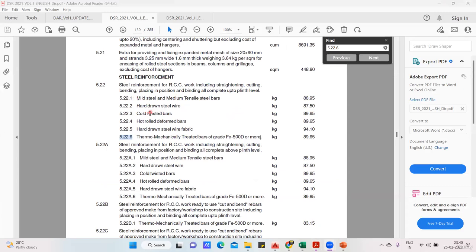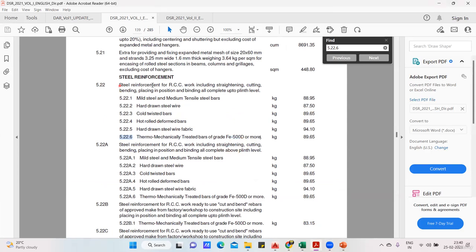Here we have different types, like if it is mild steel, hot drawn steel wire, cold twisted, that is CTD bars, then your hot rolled. Then we have TMT bars, that is called thermomechanically treated. And here the grade is FE500. That is what we are supposed to use in our construction most of the time.